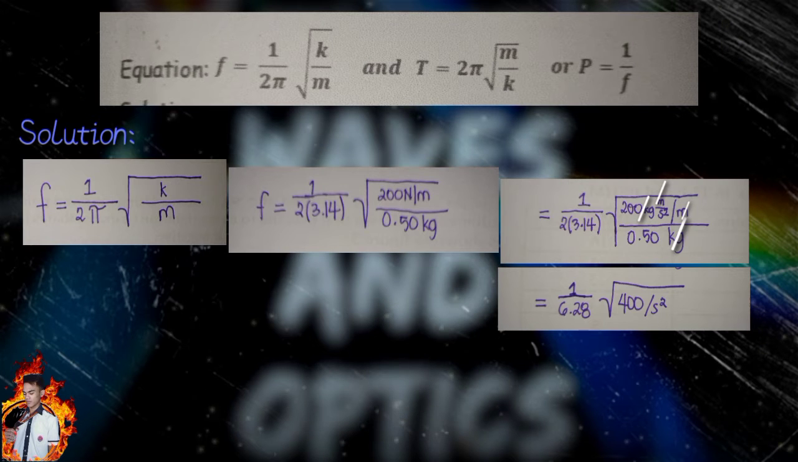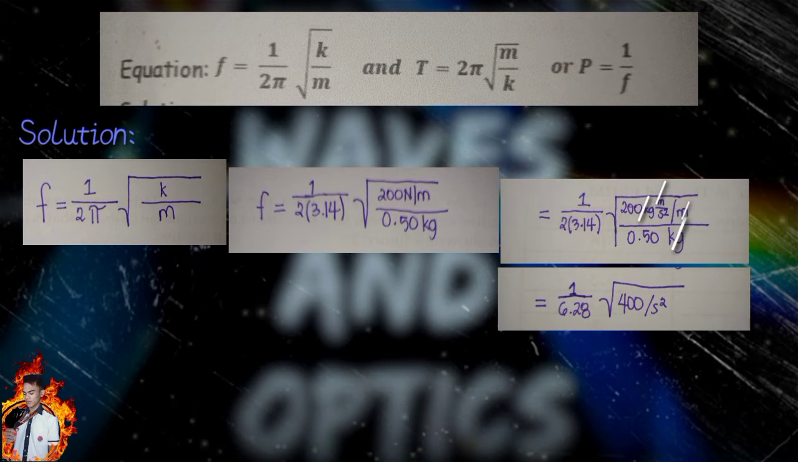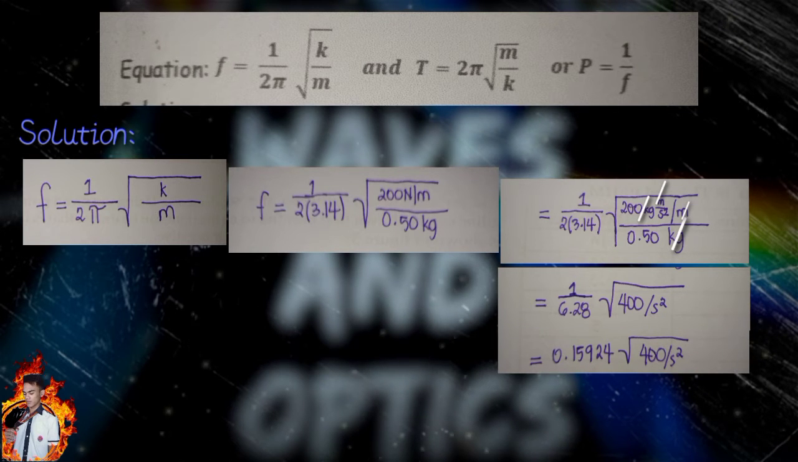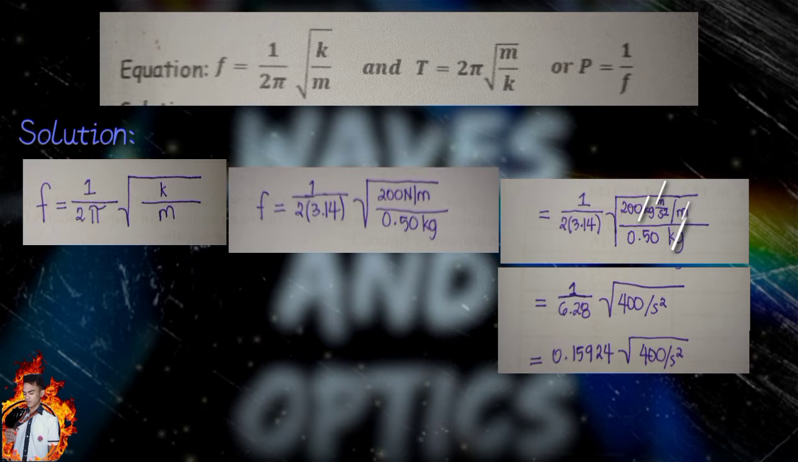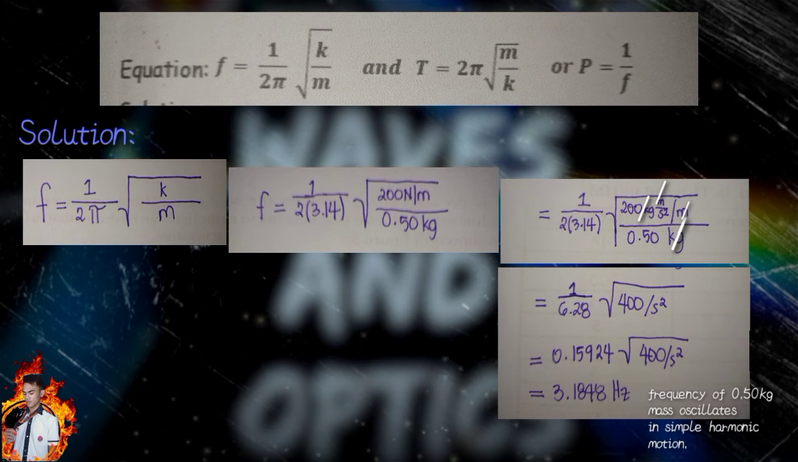2 multiplied by 3.14 is equal to 6.28, and 200 divided by 0.50 is equal to 400. 1 divided by 6.28 is equal to 0.15924, and 0.15924 times the square root of 400 over s squared is equal to 3.1848 Hertz. And we have found now the frequency of the oscillation of a 0.50 kg mass oscillating in a simple harmonic motion.